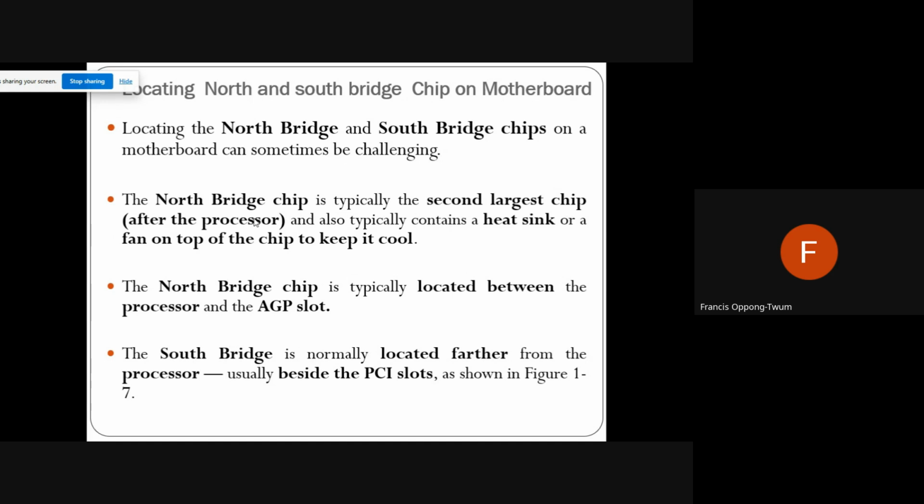When you take a typical motherboard, the north bridge chip is located between the processor and the AGP slot. And the south bridge is normally located far away from the processor. It is usually beside the PCI slot.